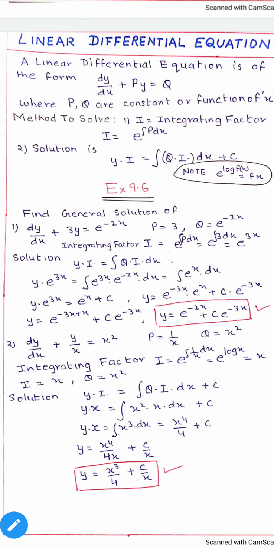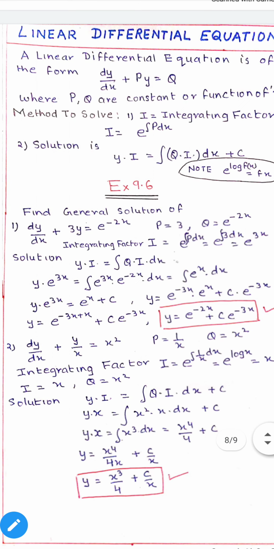First question, exercise 9.6. Find the general solution of dy by dx plus 3y is equal to e to the power minus 2x. In this we can see, compare it with dy by dx plus py is equal to q. So p is 3 and q is e to the power minus 2x. The integrating factor I, you can see, is clearly e to the power integral p dx, that is 3 dx, e to the power 3x.